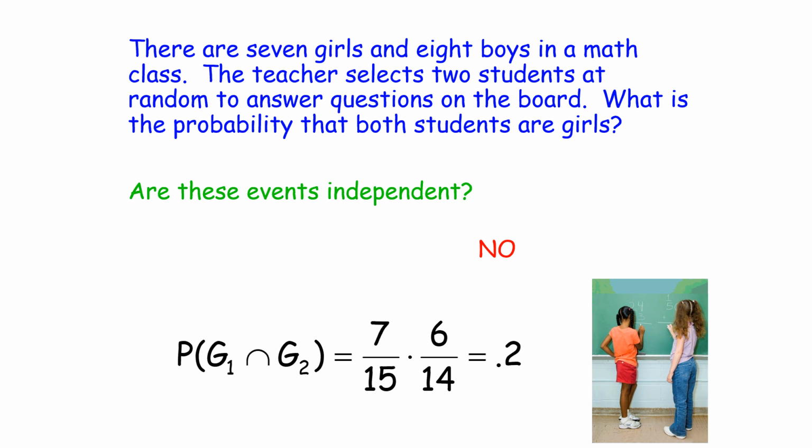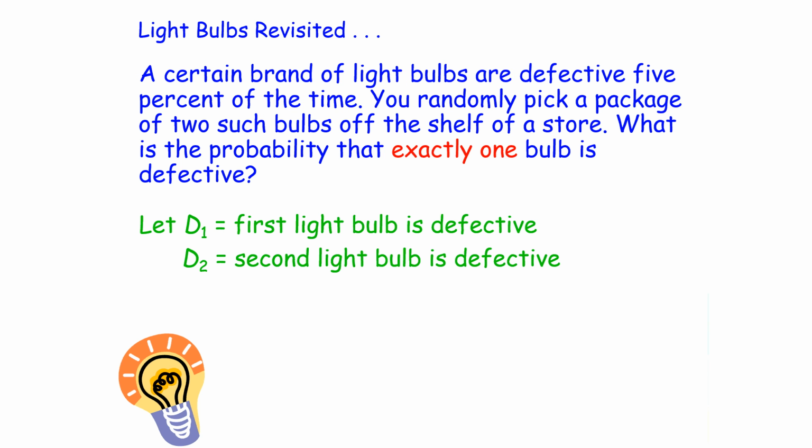Let's go back to our light bulb example, from a previous video. A certain brand of light bulbs are defective 5% of the time. You randomly pick a package of 2 such bulbs off of the shelf of a store. What is the probability that exactly 1 bulb is defective?